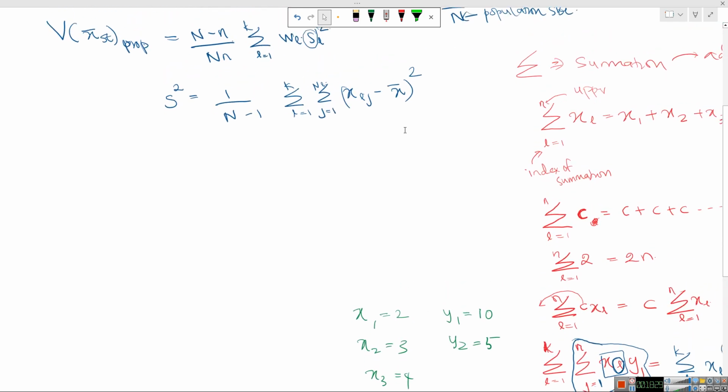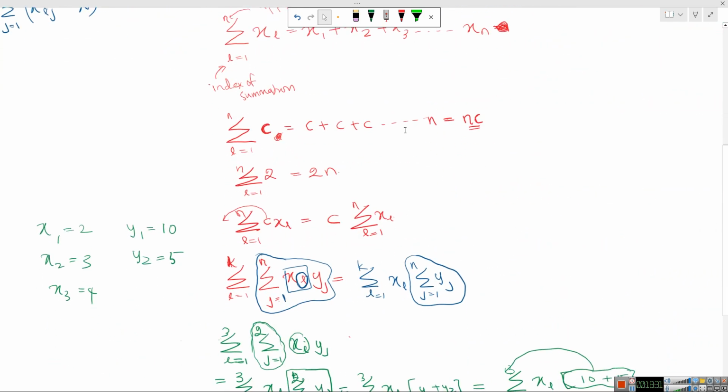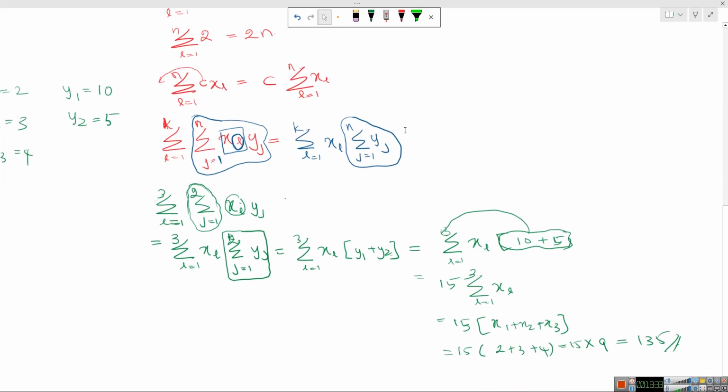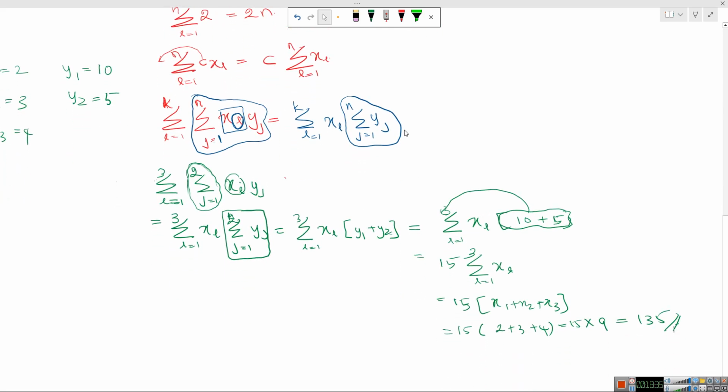Now, what else do you want to know about this summation? I think that's all. That is enough, right? You can do this in this way, otherwise you can write this in this way also, right?